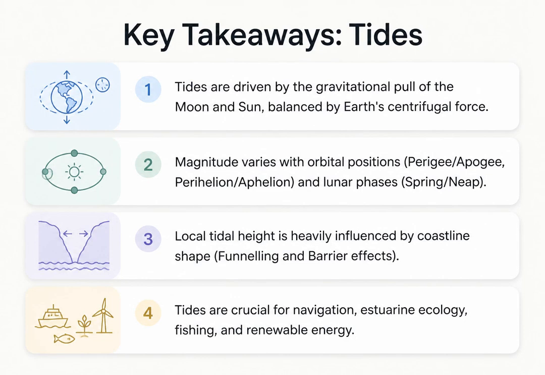To wrap up our comprehensive look at tides, remember that these rhythmic rises and falls are primarily driven by the gravitational dance between the Earth, Moon, and Sun. The magnitude of these tides constantly shifts based on orbital distances and alignments, giving us spring, neap, perigean, and apogean tides. However, the actual height of the water you see at the beach is dictated by the shape of the coastline through barrier and funneling effects. Ultimately, understanding tides isn't just an academic exercise. It is absolutely crucial for global navigation, maintaining healthy coastal ecosystems, supporting fishing industries, and even generating renewable energy.